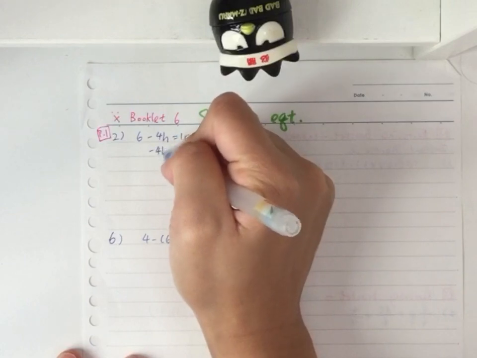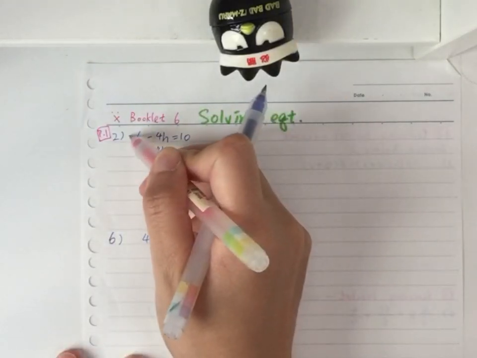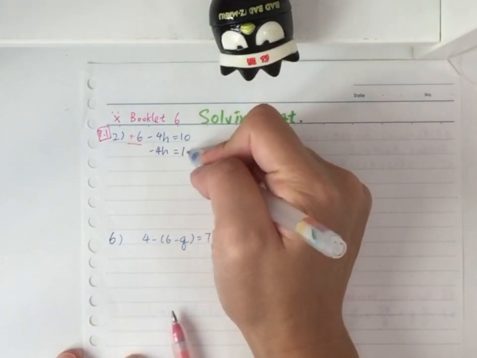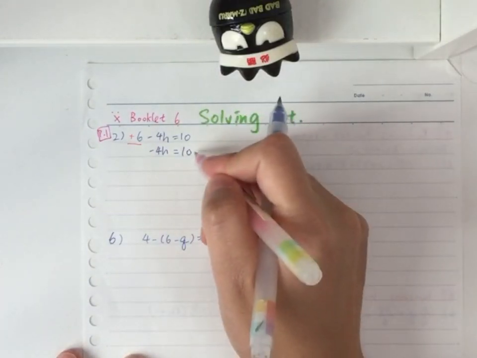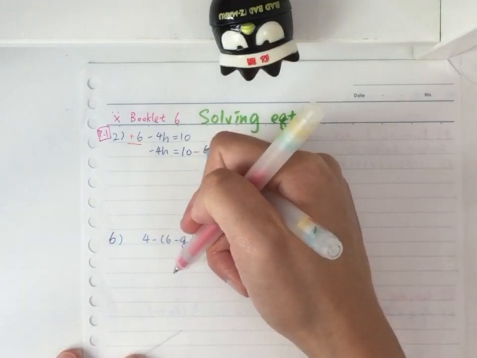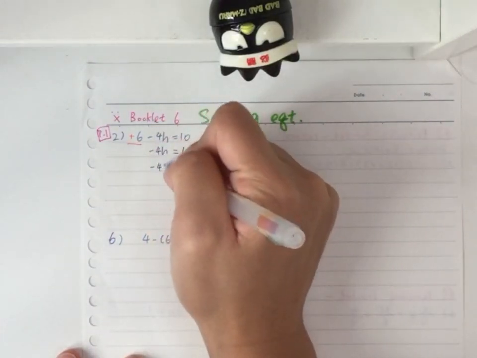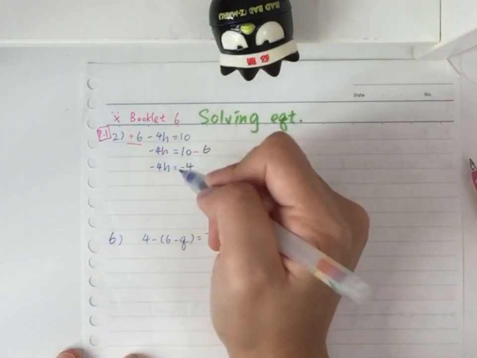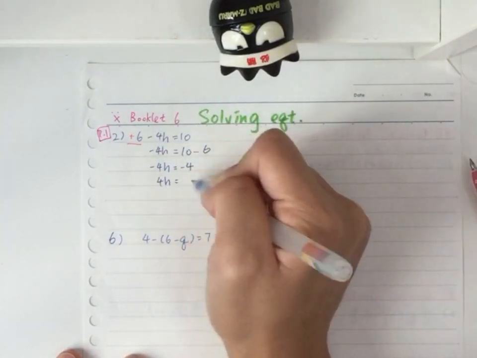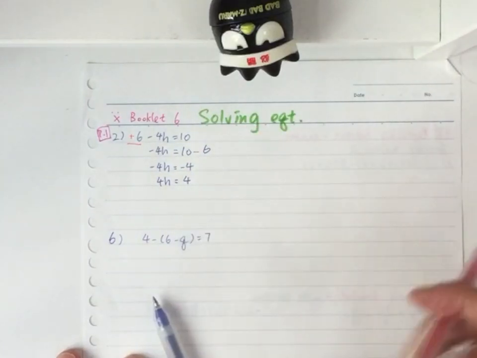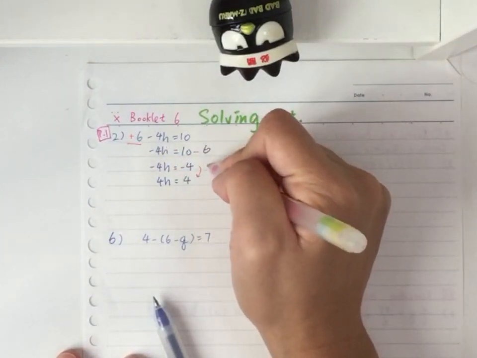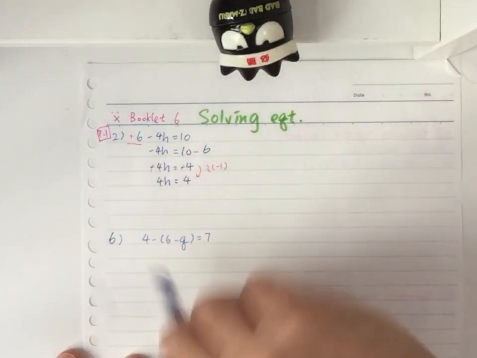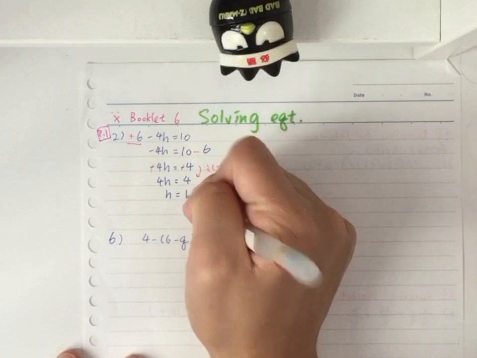So first, when we want to solve the equation, make sure that all the terms with numbers, that means the constants, should be put on the right hand side. And for the number 6, remember it is positive. It must go with the sign in front of it and put the 6 to the right hand side, becomes negative 6. So you can get negative 4h equals negative 4. As both of them are negative, we can divide negative 1 on both sides, so we can also cancel out the negative sign. So we get h equals 1.